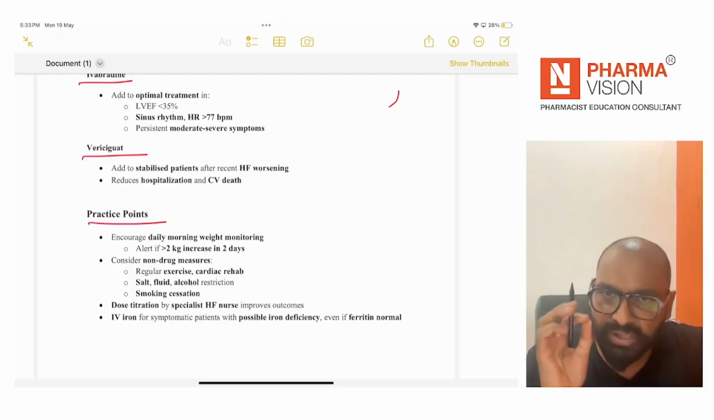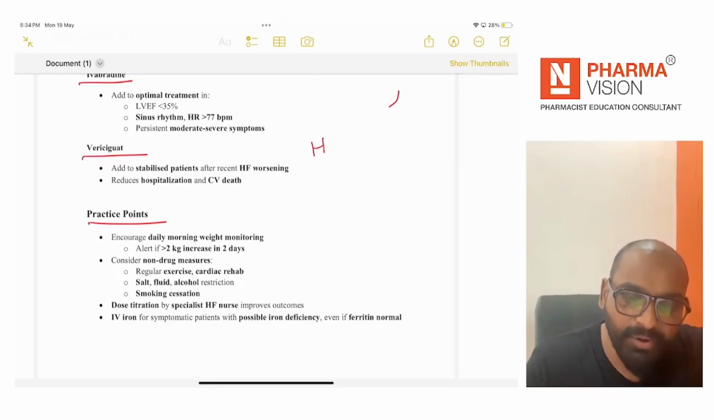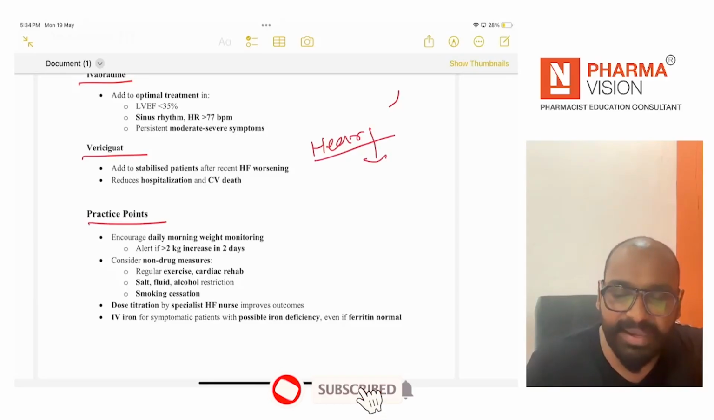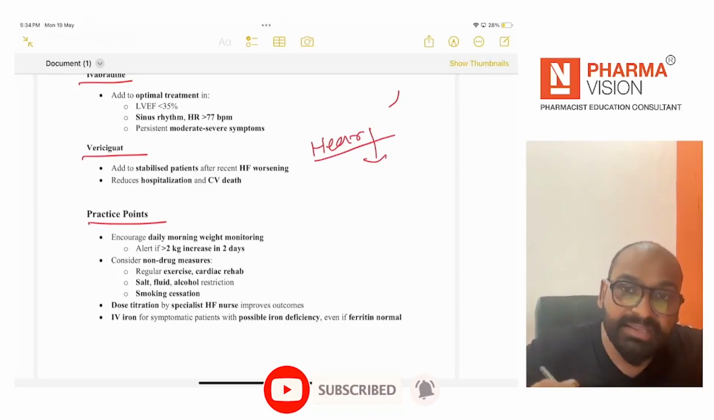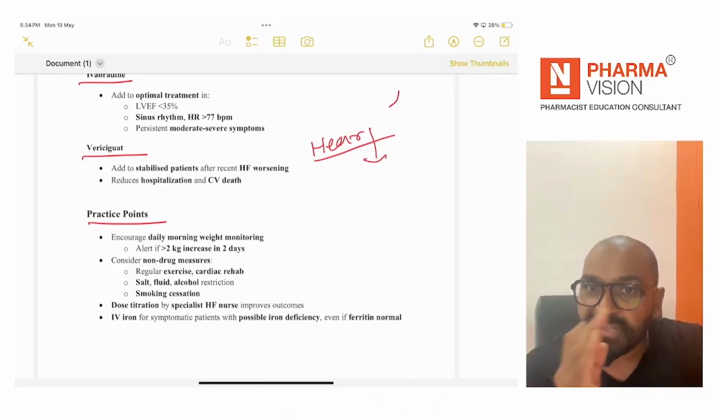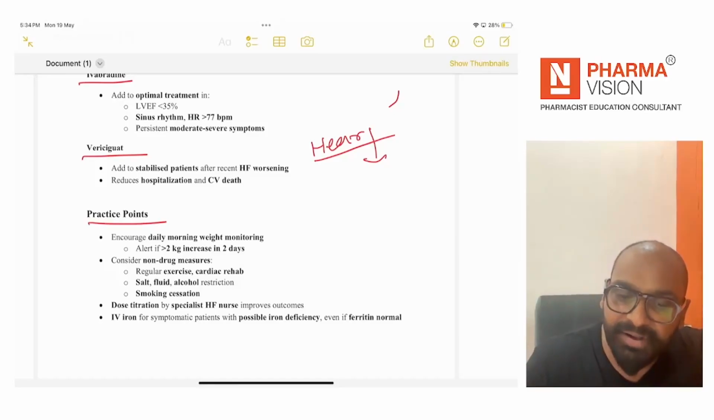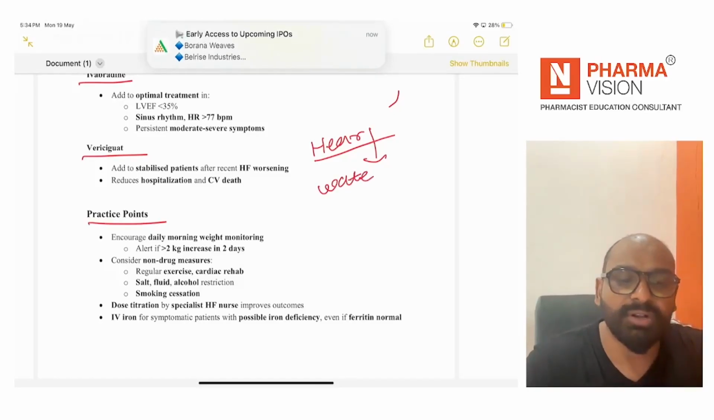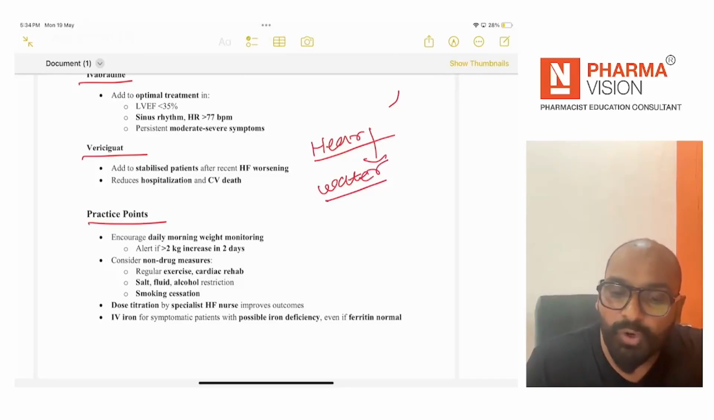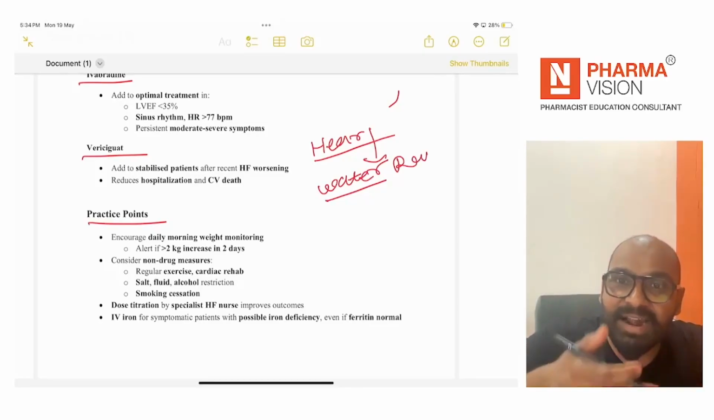What are the key practice points for the management of heart failure? As we have discussed, the patient is suffering from heart failure. Now it's stabilized, but for example, it starts to deteriorate. If it starts deteriorating, then the compensatory mechanisms start to activate. This means water retention starts happening, so the weight starts increasing.